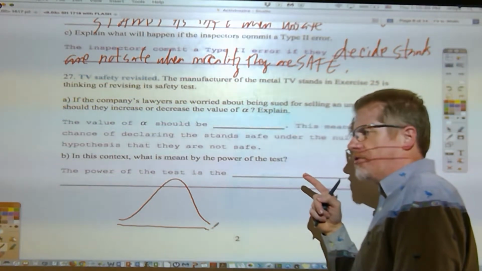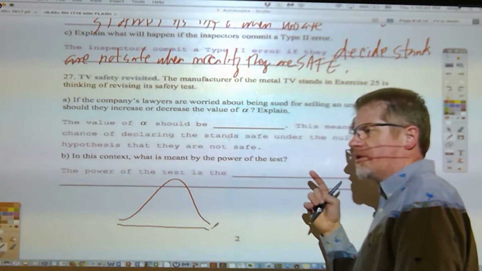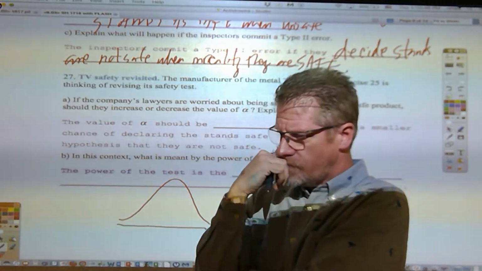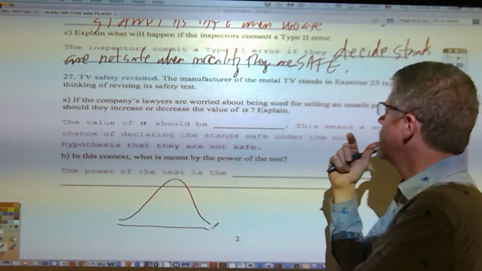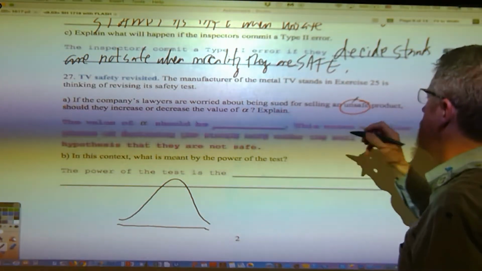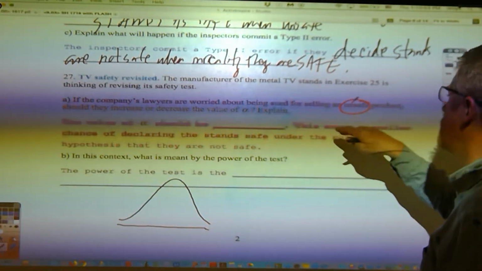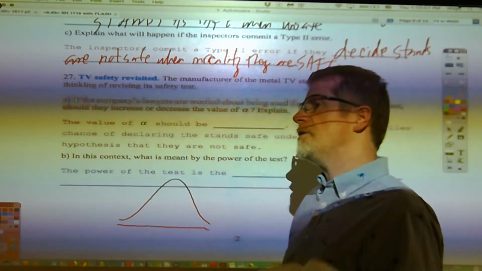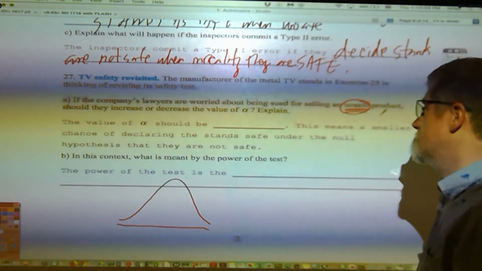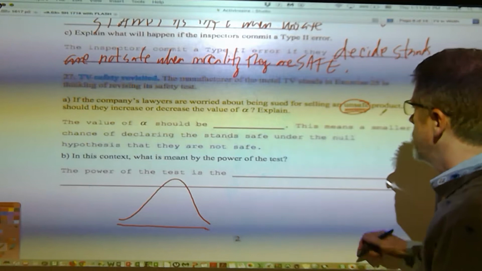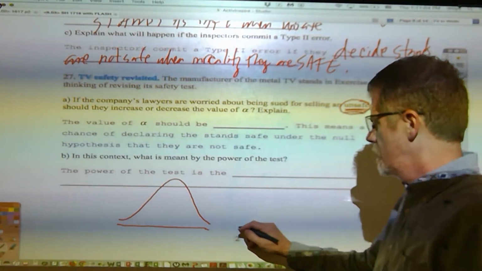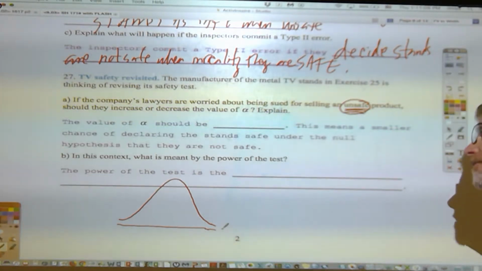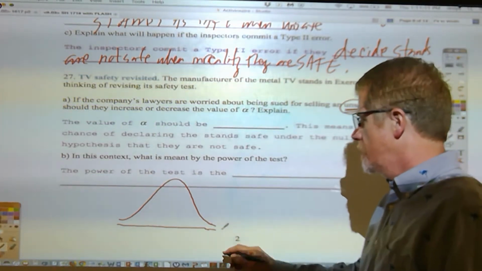Just think that through. Before I explain, if you want to pause and figure it out on your own: are they concerned about type 1 or type 2? So here we go. If they declare it safe, but it's actually unsafe, declaring it safe means they rejected the null hypothesis, and yet it was really unsafe.